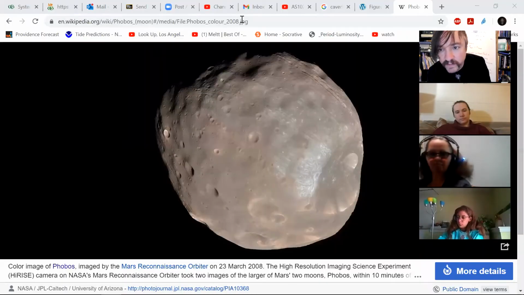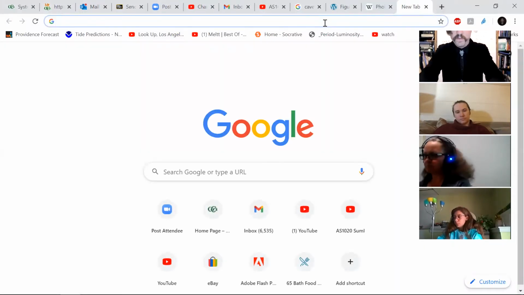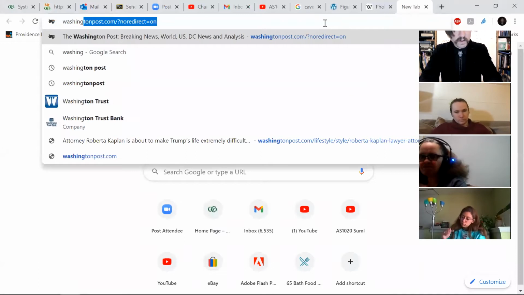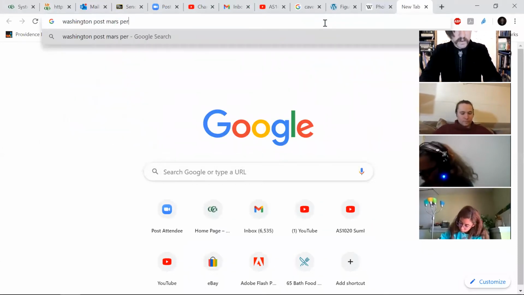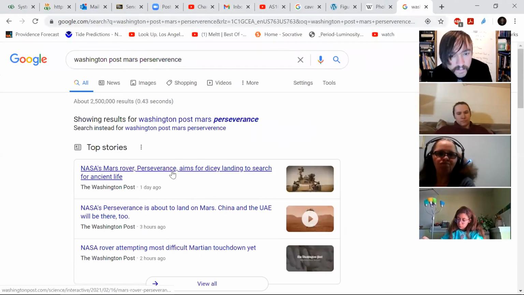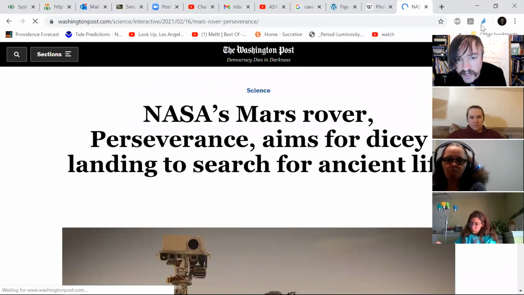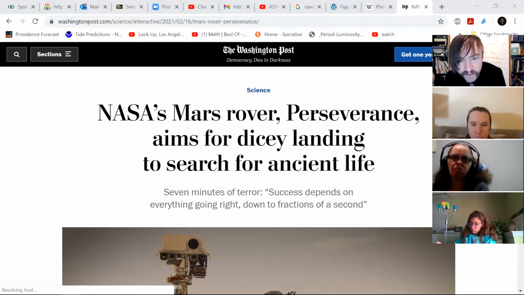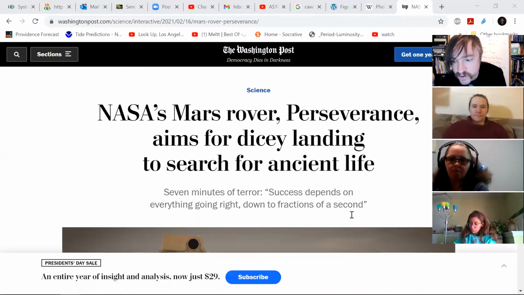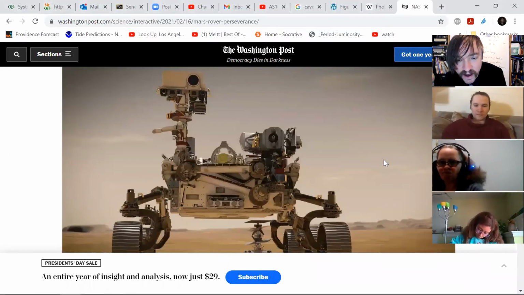Speaking of Mars, I hate to throw this in during office hours, but maybe more people will listen. There's kind of a cool thing happening tomorrow. The Mars Perseverance lander is scheduled to attempt to land on Mars. This was in yesterday's Washington Post, and I can put the link in the chat. If you type Washington Post Mars Perseverance, tomorrow Mars's new lander, the Perseverance, is going to attempt to land on Mars.